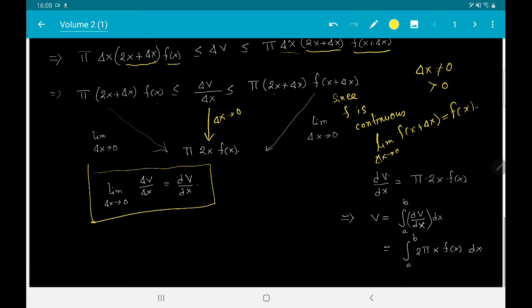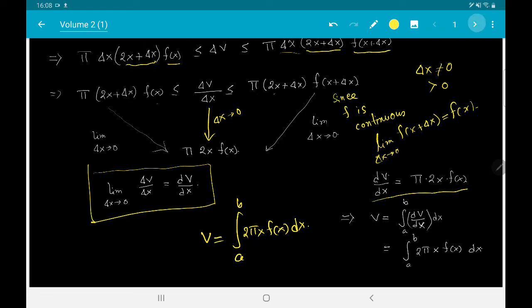And if we know that dV/dx is this quantity pi times 2x times f(x), then from the fundamental theorem of calculus, we know that V is equal to the integral of this function dV/dx as x goes from a to b. So what we have just derived is that the volume of the region that we were concerned with is given by V, where the integral runs from a to b, 2 pi x f(x) dx.